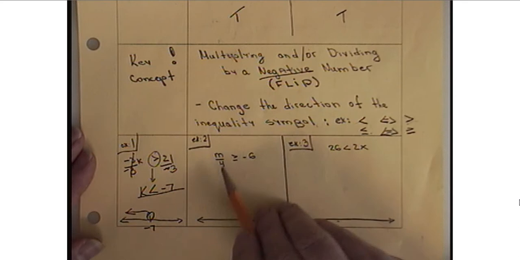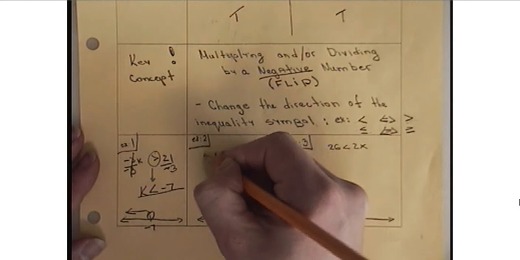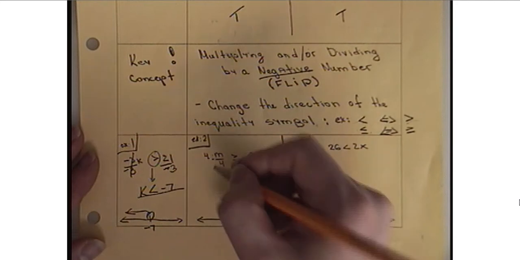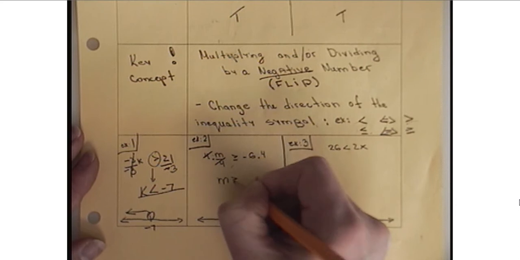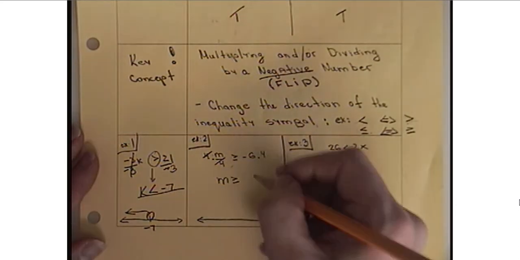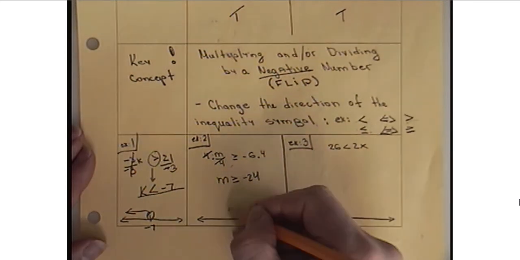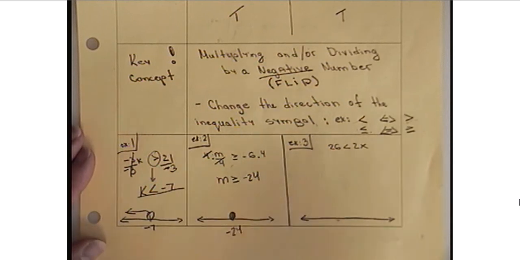Now, we have m over 4 greater than or equal to negative 6. In this case, we're going to multiply by 4. Is 4 a negative number? No, 4 is a positive number, so we don't need to change the inequality symbol. I will just copy m greater than or equal to negative 6 times 4, which is negative 24. So again, because I multiply by a positive number, I'm not changing the inequality symbol. We're leaving it the same. So m greater than or equal to negative 24 will be a closed circle. All values for m will be to the right.